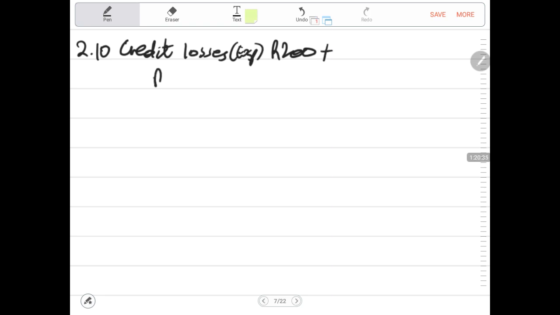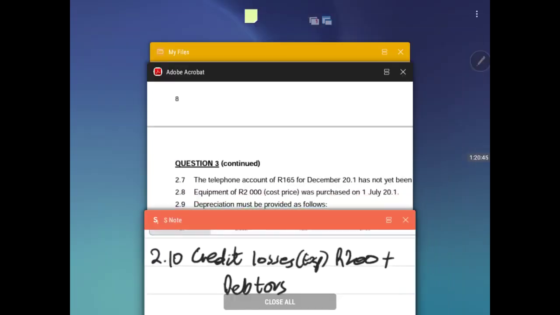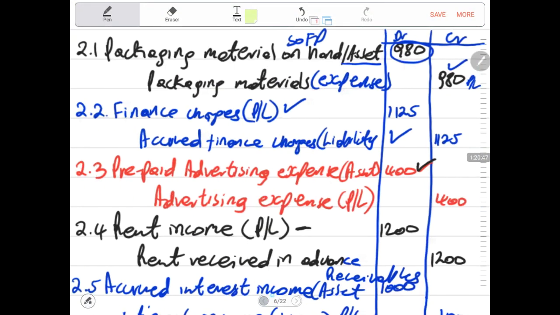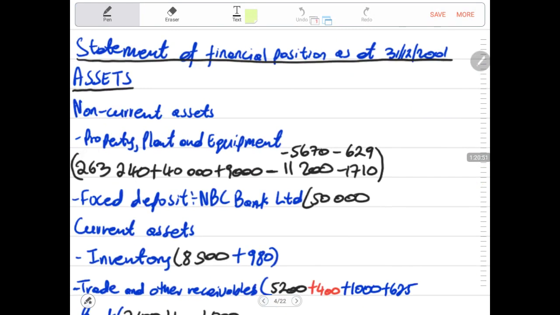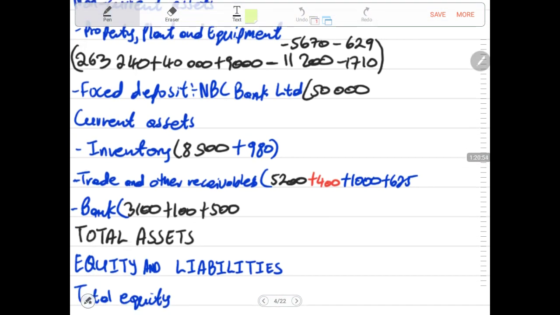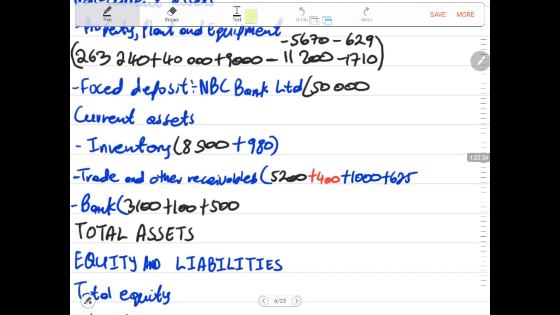Then we credit our debtors. That means this account must be reduced. This debtor will no longer pay. Therefore now our debtors will decrease by the amount of 200. That means under our trade and other receivables, the amount of 200 will never be received. Then we say minus 200.